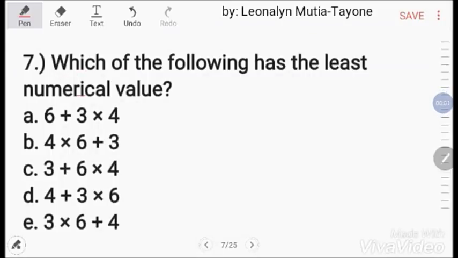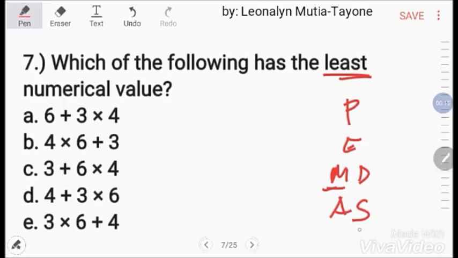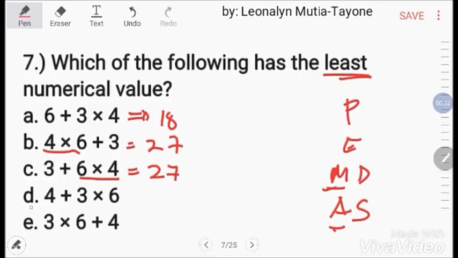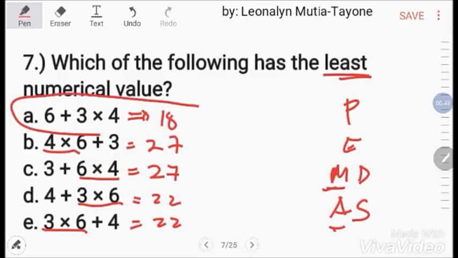Number 7, which of the following has the least numerical value? Ang nandito, na operations ay addition at saka multiplication. So, sa PEMDAS, ang MDAS, mas nauna ang multiplication kaysa addition. So, i-multiply muna natin. That is 12 plus 6 is 18. Ito naman, pareho lang ang B at C. So, it is 24 plus 3, 27 sila pareho. D at E, pareho lang din. This is 18. 18 plus 4, that is 22. So, ang answer ay letter A.